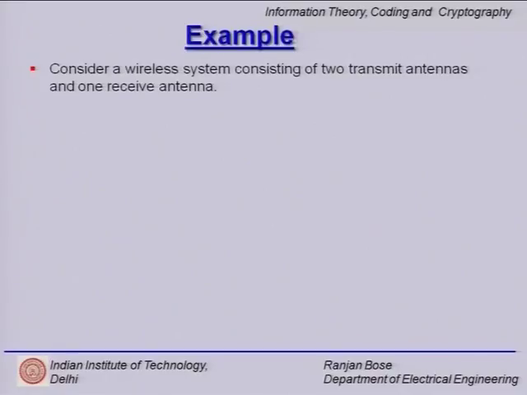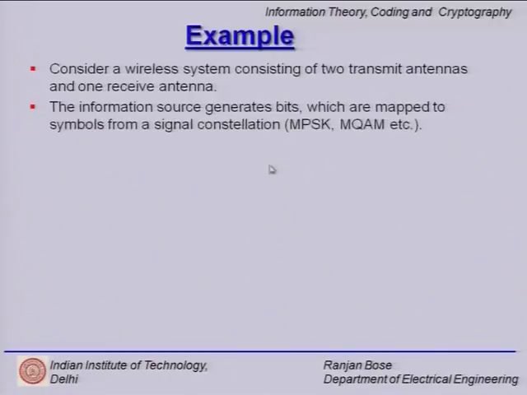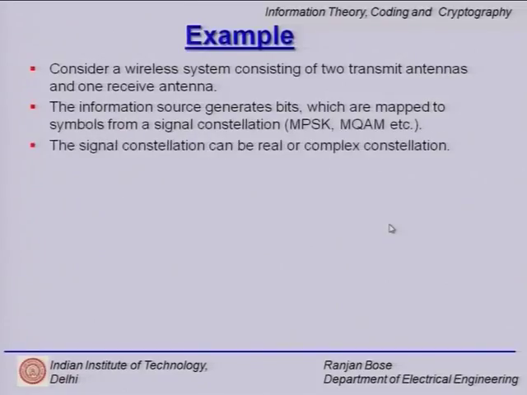Consider a wireless system with 2 transmit antennas and 1 receive antenna. So, these 2 transmit antennas could very well be seated on the base station, and the receive antenna is your handset. And we have to have some constellation diagram, signal constellation available to us. It could be MPSK, MQAM, what have you. And this constellation could be real or complex. So, there is no restriction that it has to be complex.